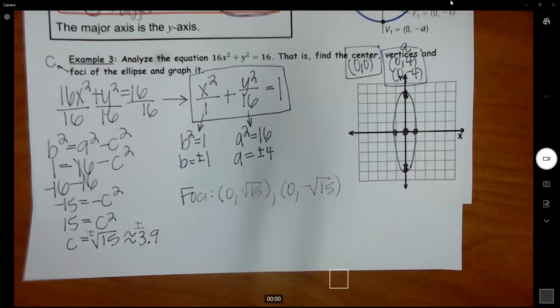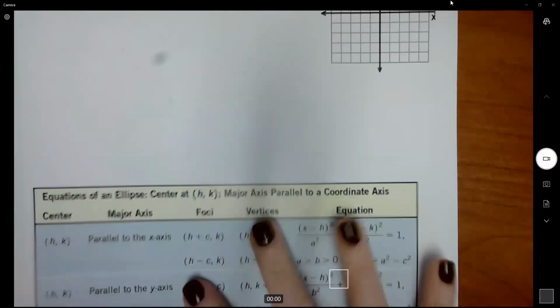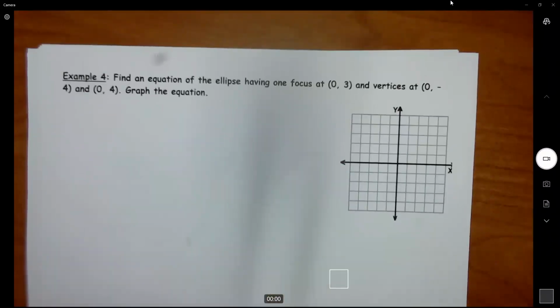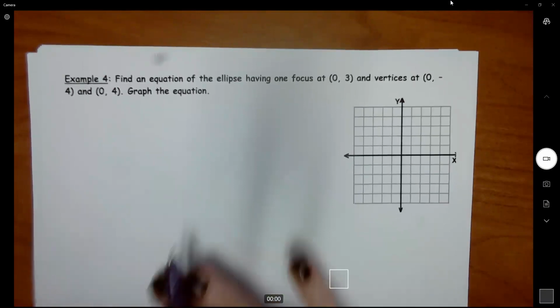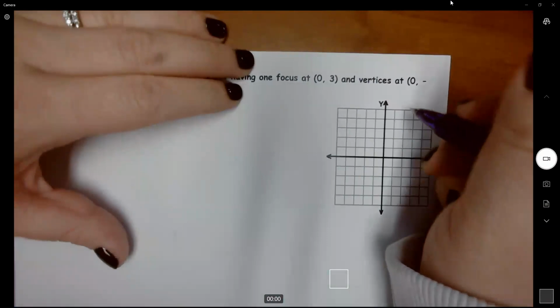Okay, example 4. Find the equation of ellipse having one focus at 0, 3 and vertices at 0, -4 and 0, 4. Graph the equation. Okay. So I'm going to go ahead and graph these points first. We got 0, 3.